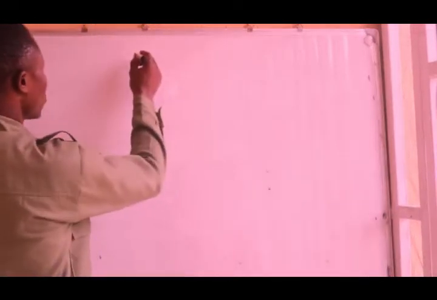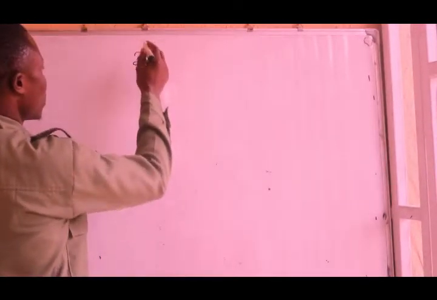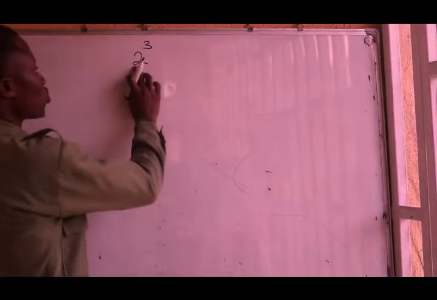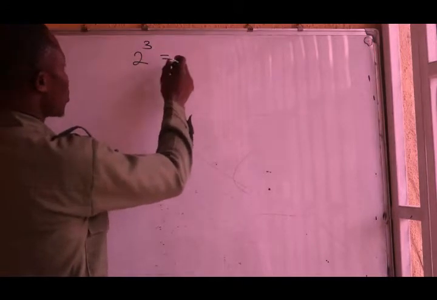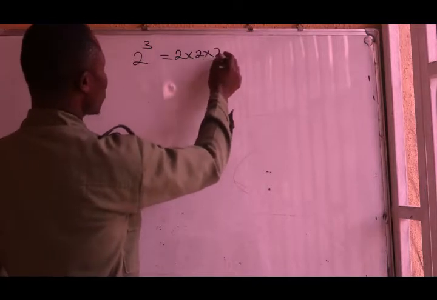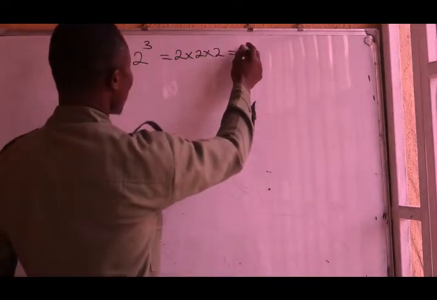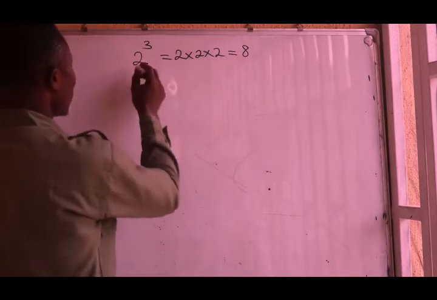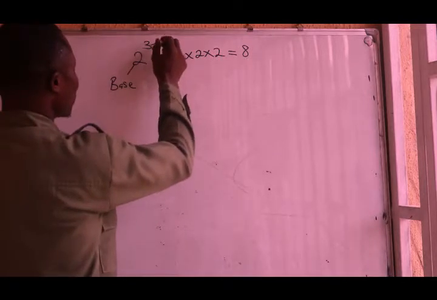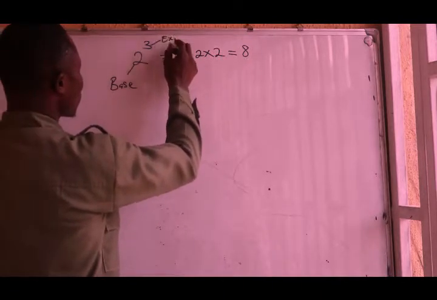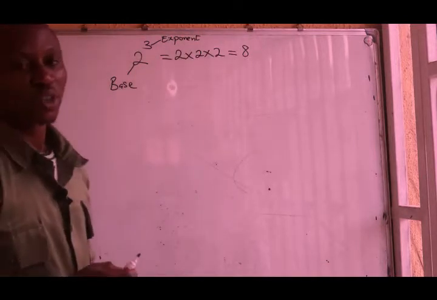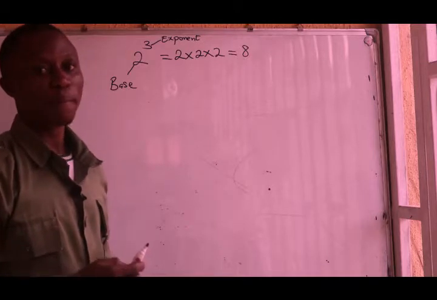Say you are given 2 raised to the power of 3, or 2 exponent 3. What you are required to do here is to multiply 2 the number of times according to the exponent. So you have 2 times 2 times 2, and this is 8. Here 2 is the base, while 3 is the exponent. You can call 3 the exponent, you can also call it the index or the power.